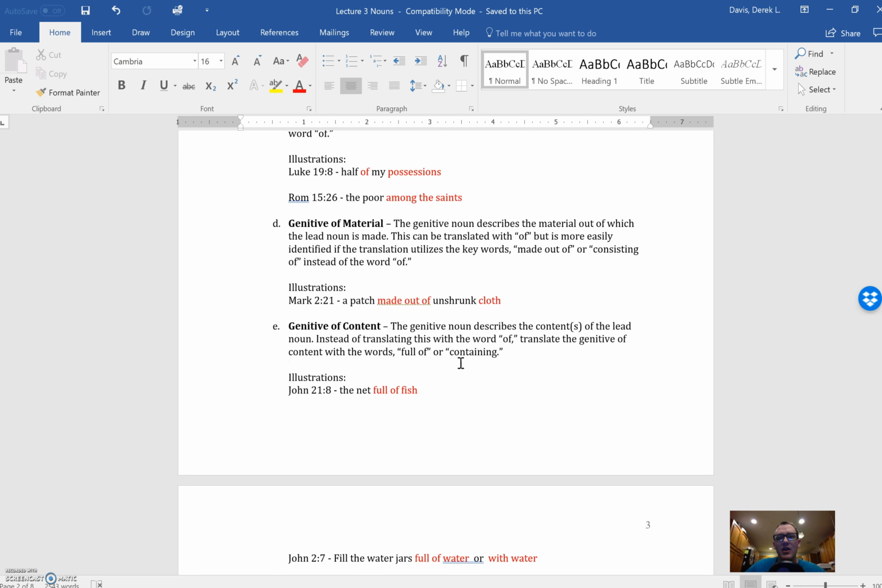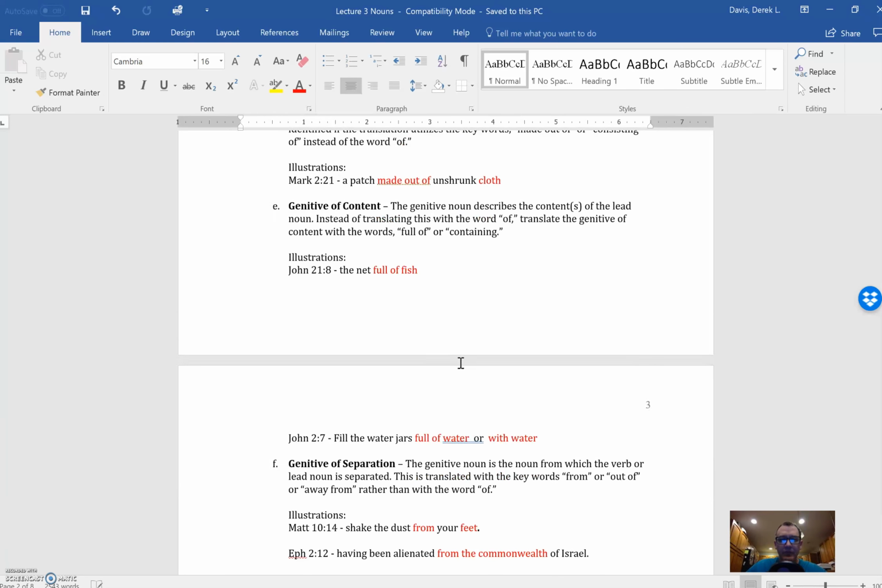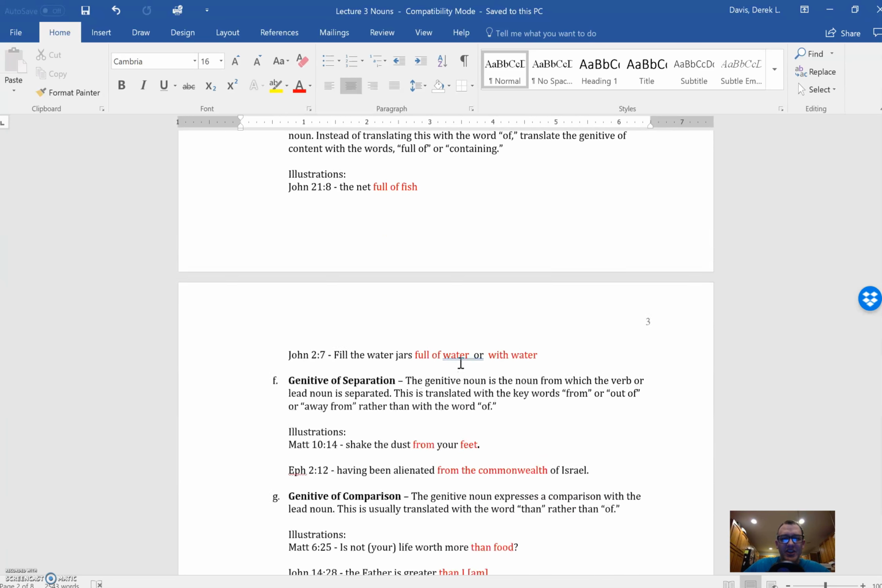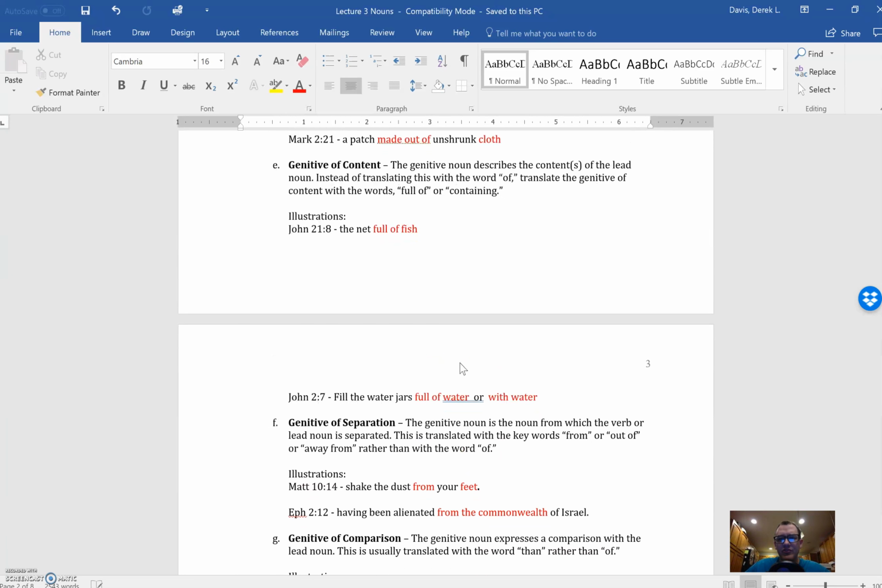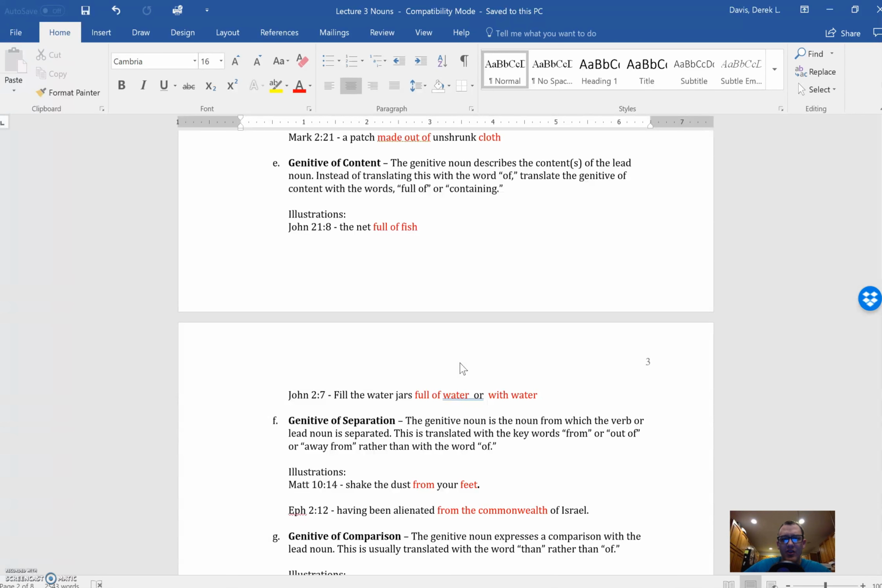Okay. The genitive of material, this is telling you what one noun is made out of. So a patch of unshrunk cloth can then be interpreted as a patch made out of or consisting of unshrunk cloth. So a literal translation might just say "of." You would need to put in the words "made of" or "consisting of." Okay.